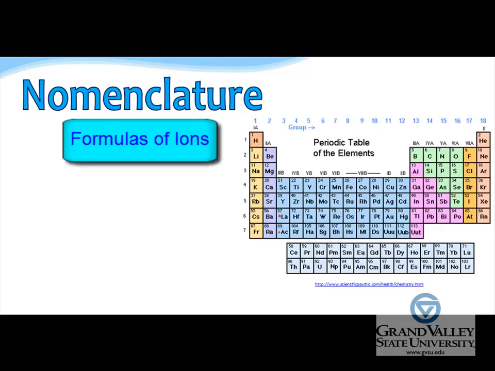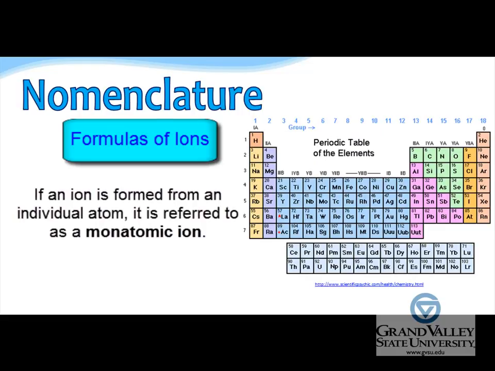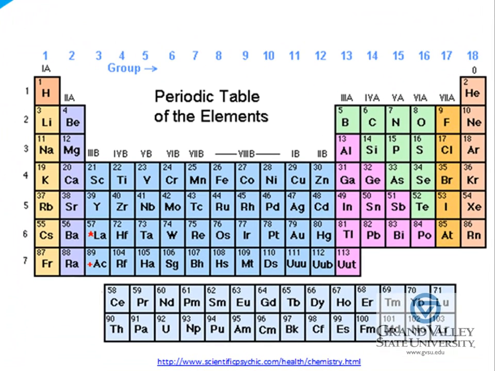When an atom gains a charge, either positive or negative, it's called an ion. If an ion is formed from an individual atom, it is referred to as a monatomic ion. The formulas of these monatomic ions are related to the element's location in the periodic table of elements.